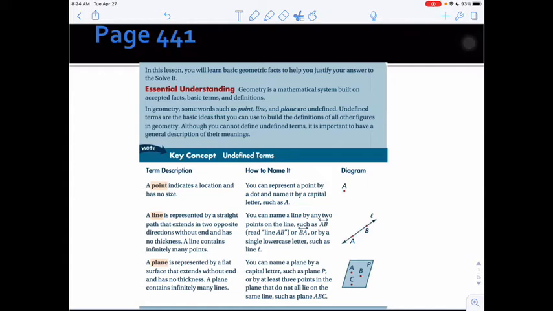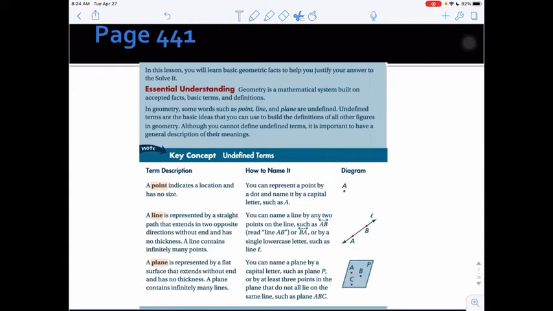In geometry, some words such as point, line, and plane are undefined. Undefined terms are the basic ideas that you can use to build the definitions of all other figures in geometry. Although you cannot define undefined terms, it is important to have a general description of their meaning. So our first term is point. A point indicates a location and has no size.